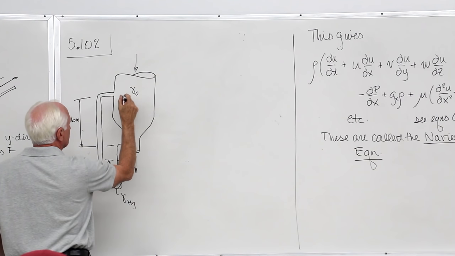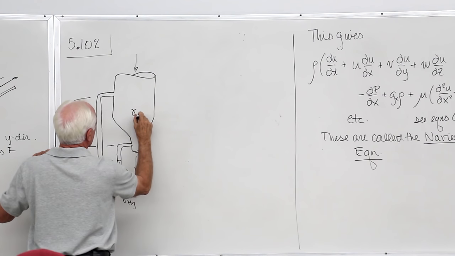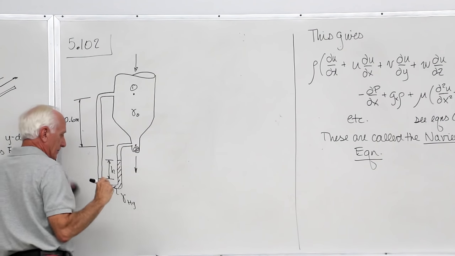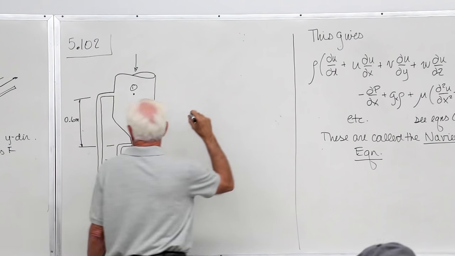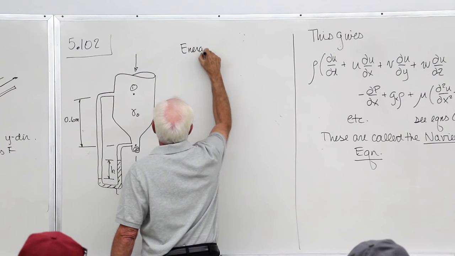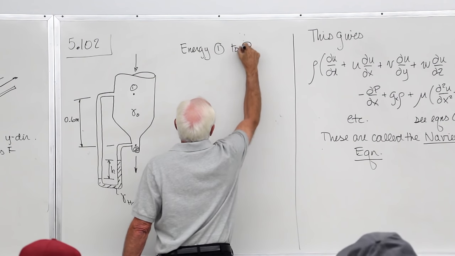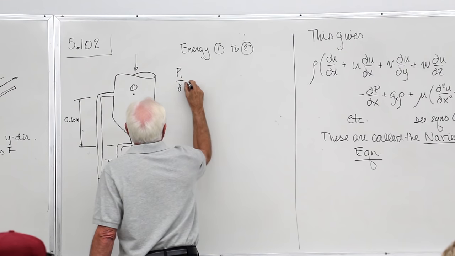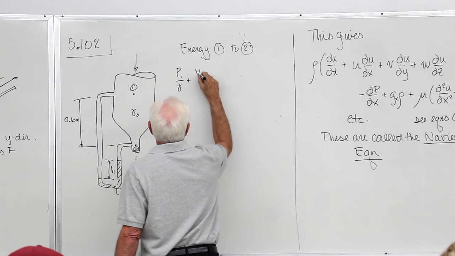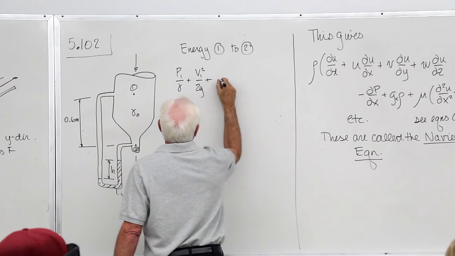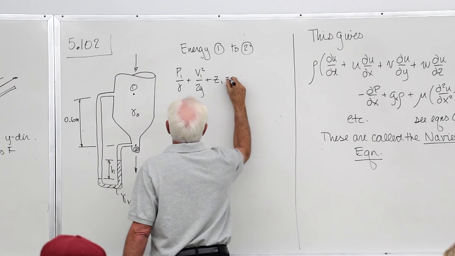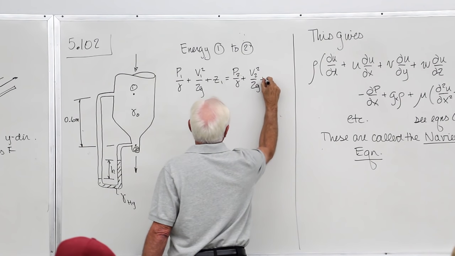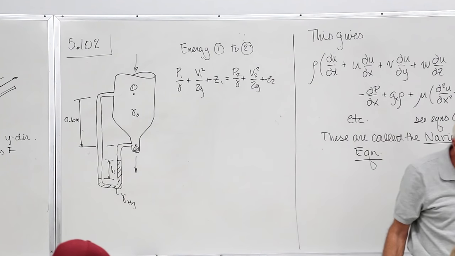I'm going to call this location 1, and I'll call this location 2. Okay. And I'm going to write energy 1 to 2. I think I'm going to write it P1 over gamma plus V1 squared over 2G plus Z1 equals P2 over gamma plus V2 squared over 2G plus Z2. Let's see what we'll find here now.